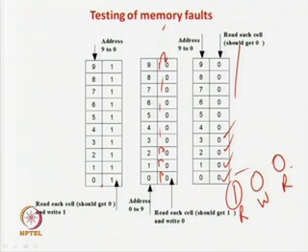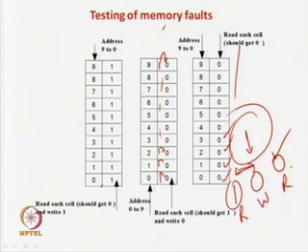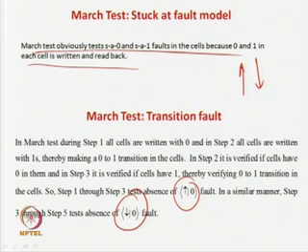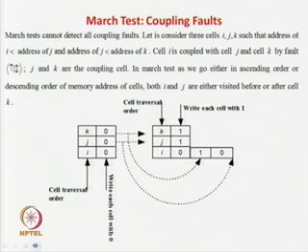That means these two steps verify the transition fault you have made. So, reading a 1, writing a 0 and reading back the 0 guarantees that there is no transition fault. So, rising transition faults and falling transition faults can also be tested very well. So, the march test actually takes full care of stuck-at-1, stuck-at-0 faults and transition faults. Now, we will see coupling faults.